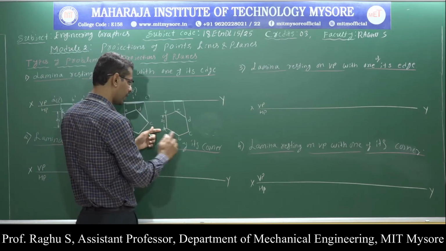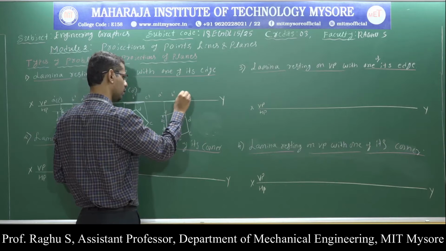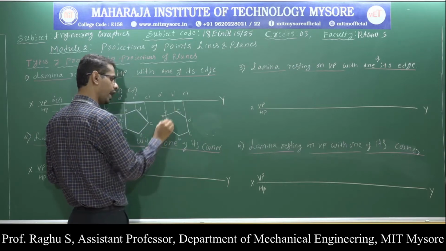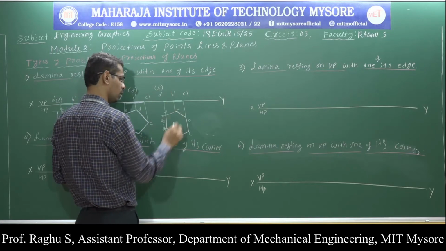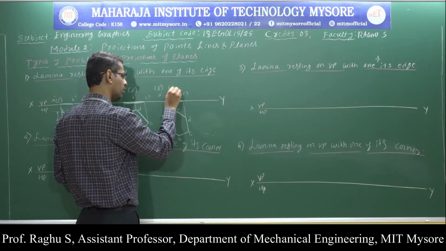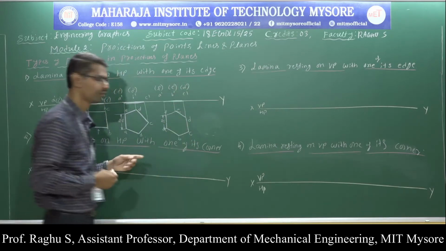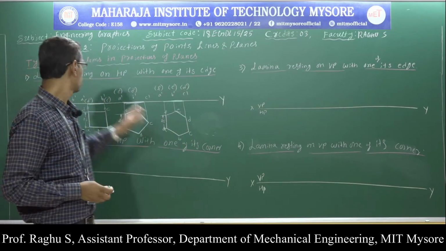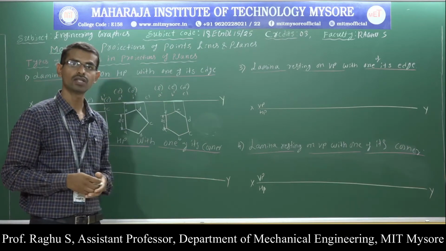Here A, B, C are visible. A dash, B dash, C dash visible. Behind point A we have F, F invisible. Behind point B we have E, E invisible. And behind C we have D, D invisible. So this is the first condition, lamina resting on HP with one of its edges.